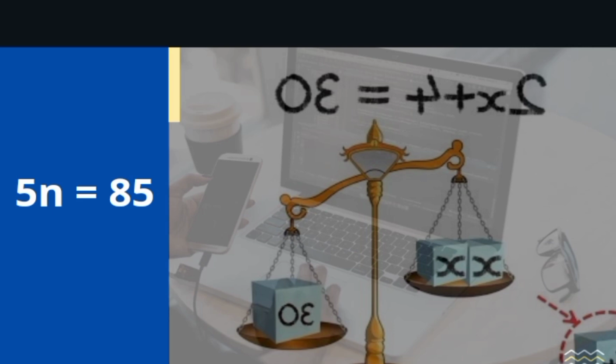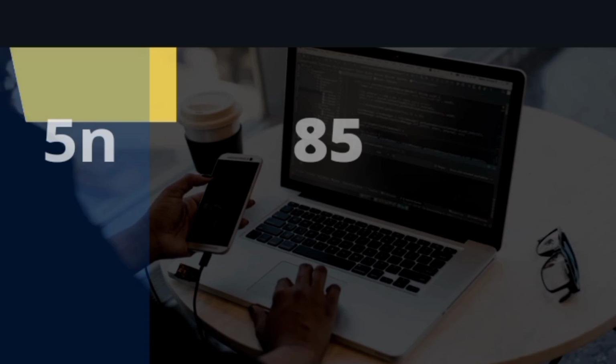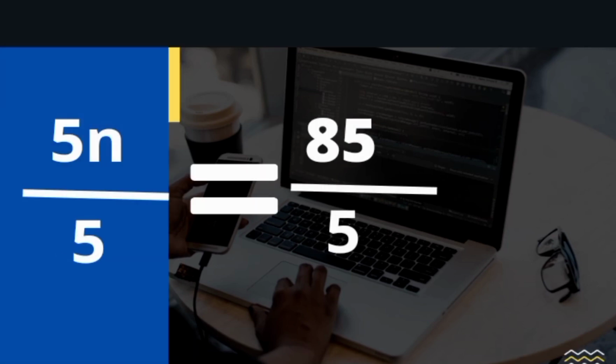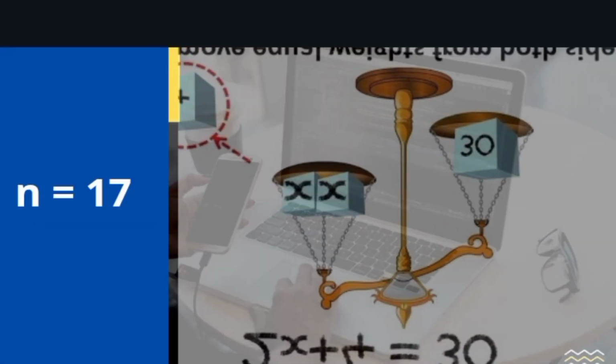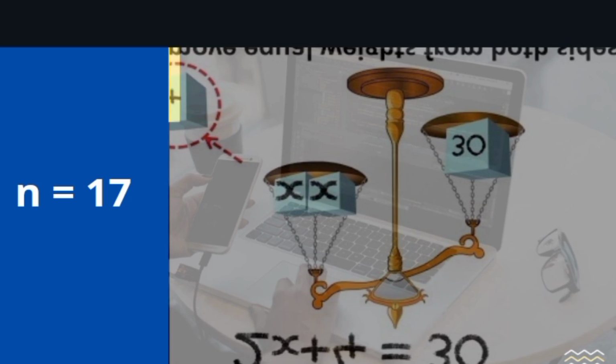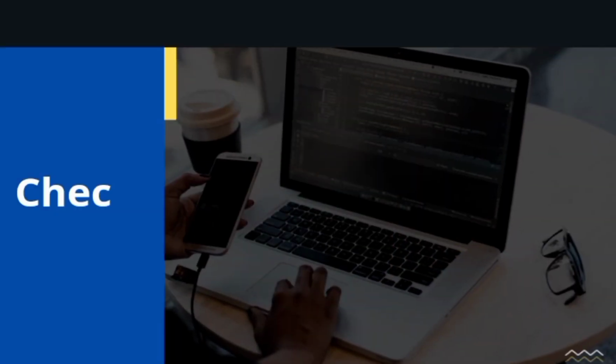However, we are not looking for 5n, but n only. Therefore, the next thing to do would be to divide both sides by 5. So 5n divided by 5, 5 will cancel out 5, and then 85 divided by 5 would give us 17. Therefore, the number n is 17.